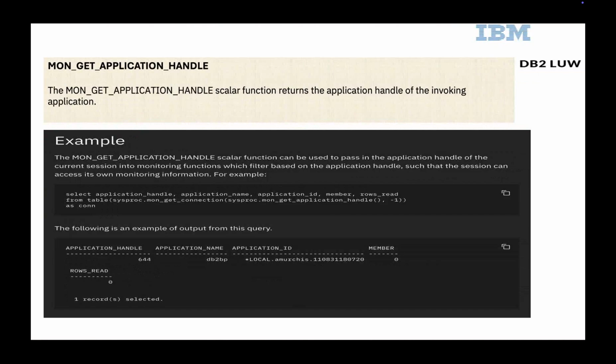Now, what is the application handle? Like which application handle specifically you should target, like what it is holding or what rows read, which ID is using, performing rows read or rows deleted, rows selected, everything. All the details you can get with MON_GET_CONNECTION application handle.